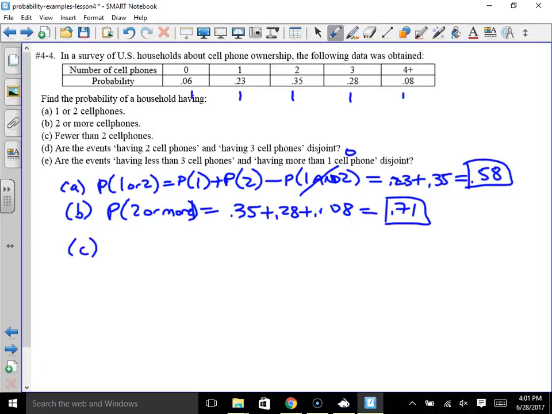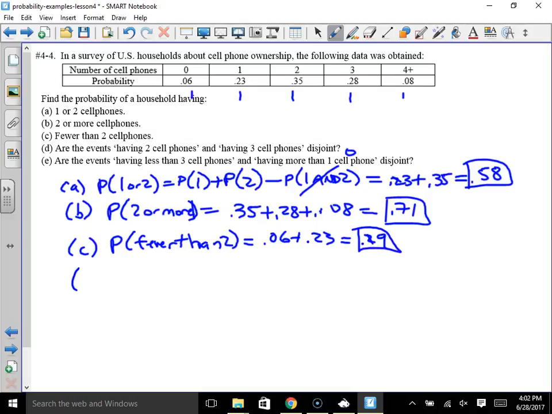For part C, it says, what's the probability of having fewer than 2 cell phones? Fewer than 2 would not include the 2, but it would include the 0 and the 1 case. So we'll add the 1 for 0 and the 1 for 1 and get 0.29.